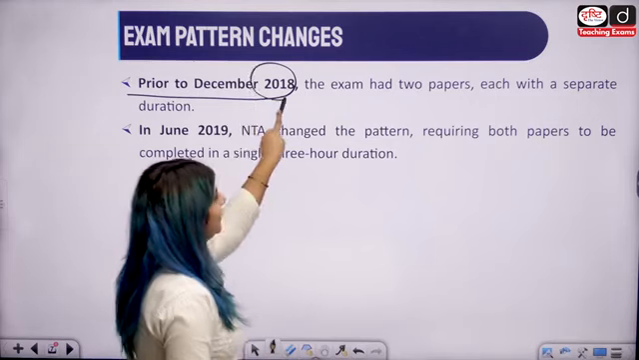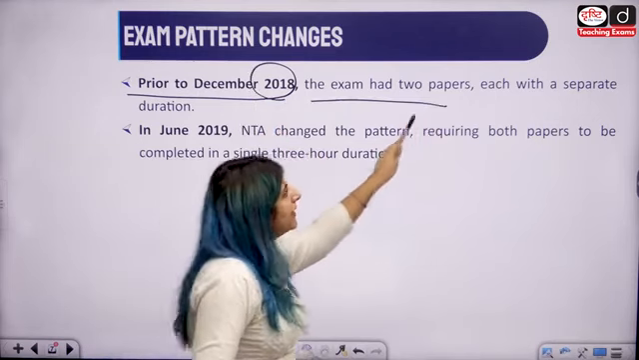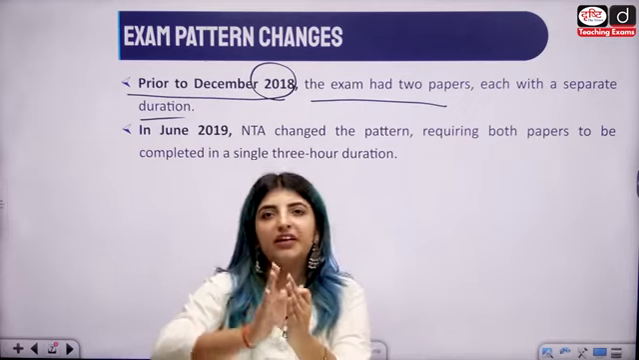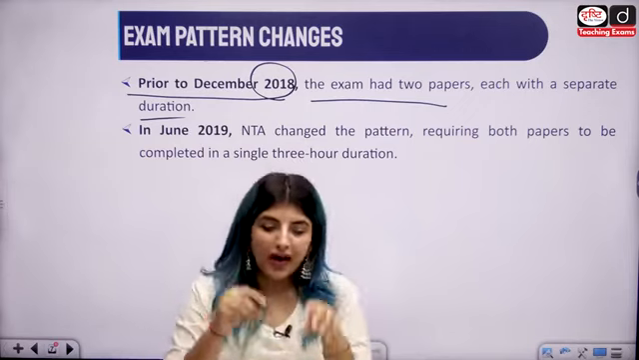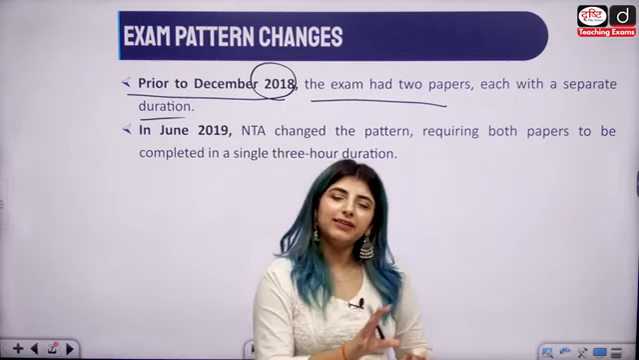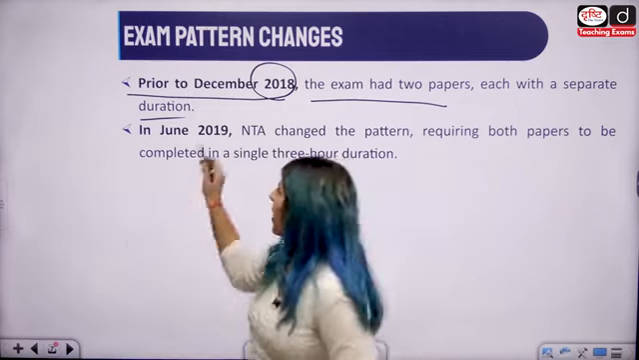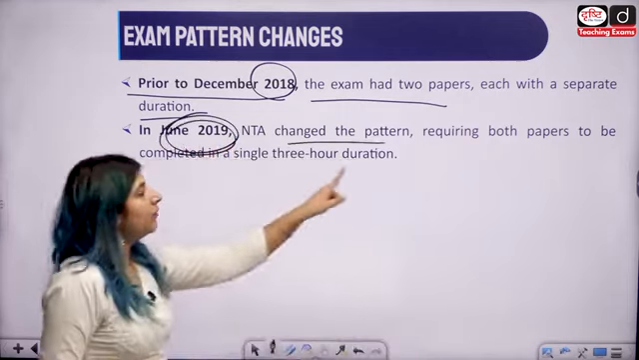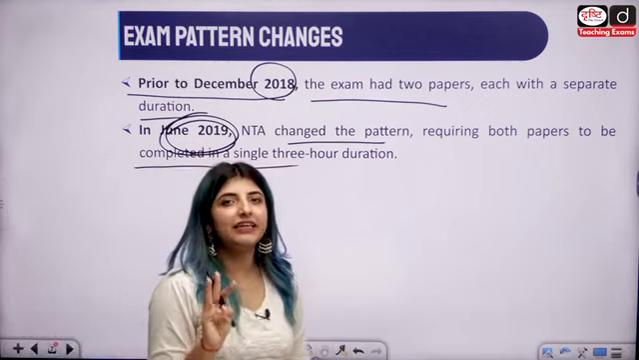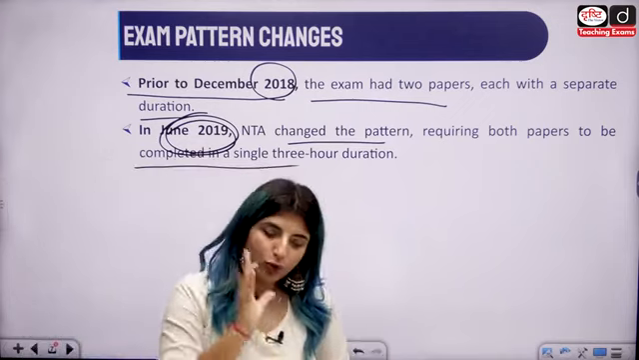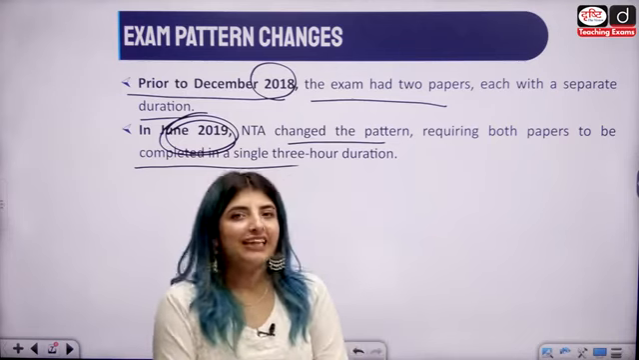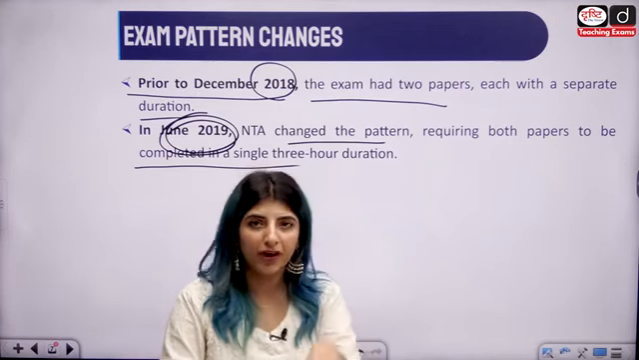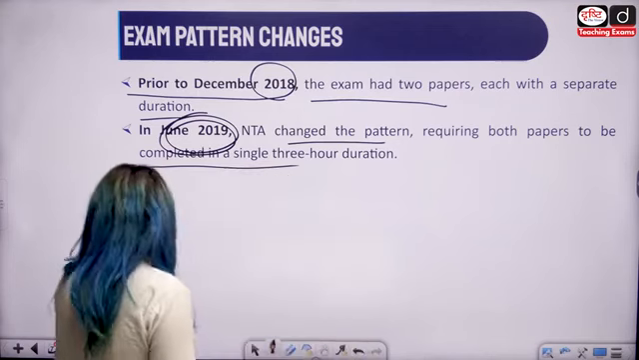Prior to December 2018, the exam had two papers, each with a separate duration. So, paper 1 and paper 2 were conducted in different shifts, first of all. Now, what they have done is, they have given us those 150 questions together after June 2019. It changed the pattern, requiring both papers to be completed in a single 3-hour window. So, you will have to go to the examination for only 3 hours, sitting and solving those 150 questions which are appearing in front of you.